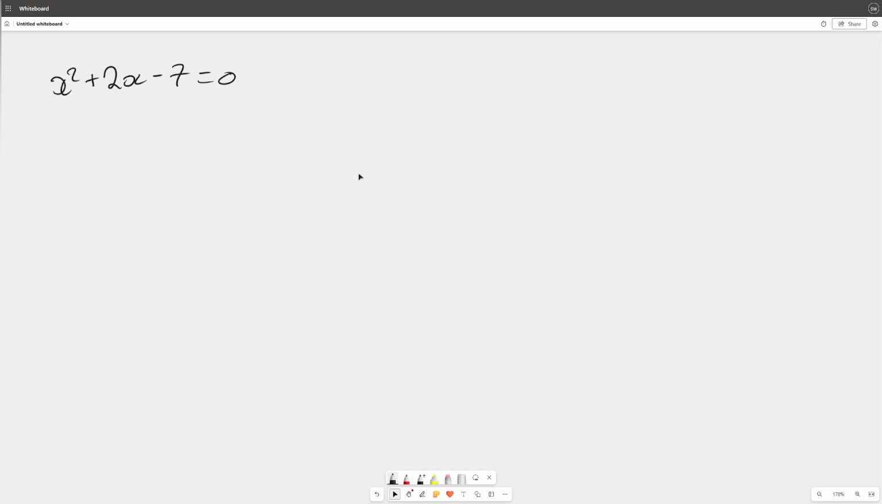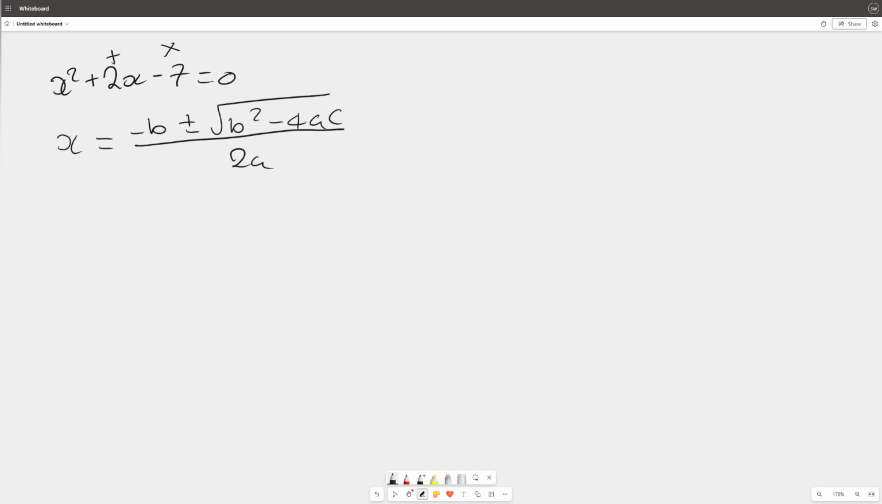As you can see, you can't think of two normal numbers, them being integers, which will add to make 2 and which will multiply to make -7. So we're going to have to use our quadratic formula. Equally, you could solve this by completing the square, but today we're having a look at the quadratic formula. So what is the formula? Well, x equals minus b plus or minus the square root of b squared minus 4ac all over 2a.